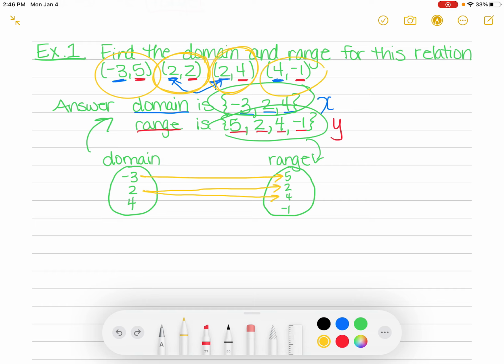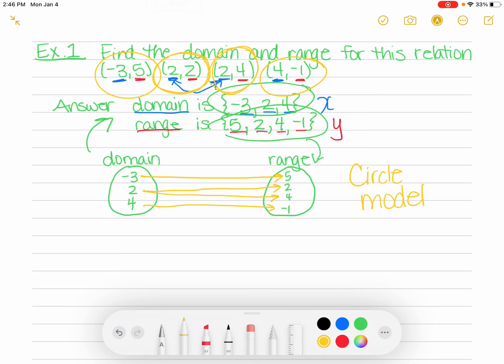Okay, and then the last one, 4, -1. So this 4 is going to go to -1. Okay, and that's how you do your circle graphs. Well, they're not called circle graphs. Sorry, this is called a circle model. So let's write that down. Circle model. In case you see it on your homework, you'll know what they're talking about.